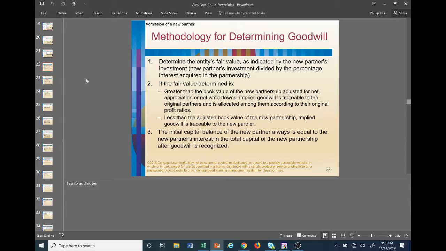If the fair value determined is less than the adjusted book value of the new partnership, implied goodwill is traceable to the new partner. The amount of goodwill is equal to the difference between the amount that should have been paid by the new partner to acquire an interest in the adjusted book value of the previous partnership and the actual amount paid. The third thing is that the initial capital balance of the new partner always is equal to the new partner's interest in the total capital of the new partnership after goodwill is recognized.